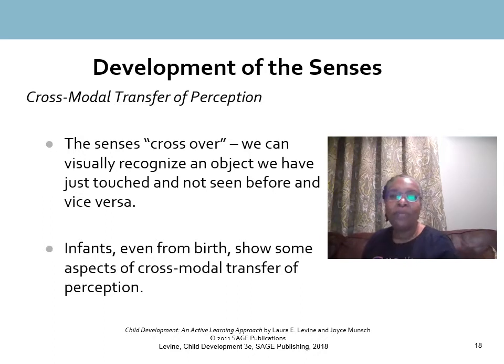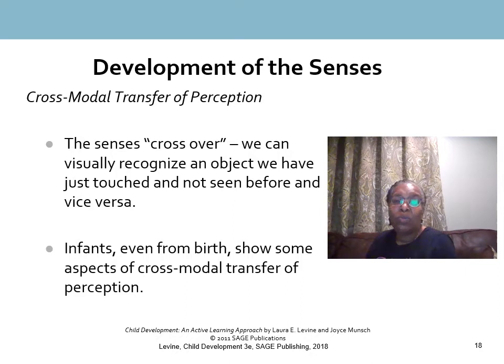You have to read. But getting back to development of senses, when we're talking about infants, starting even at birth, they're going to show some type of cross-modal transfers of their perceptions. Okay? But their abilities are going to be quite limited. So they might be able to visually see and recognize something that they have only touched and not seen. But they're not really able to recognize touch in the same ways as we think, something that they might have just seen but not previously touched. So they might not recognize what it is easily.